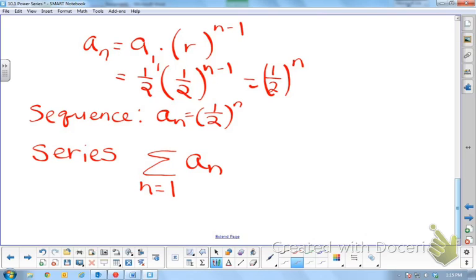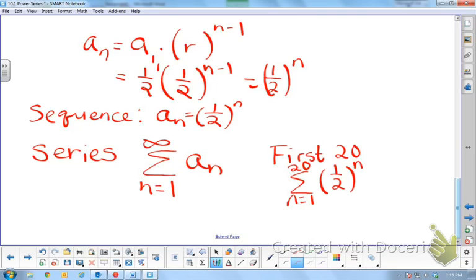We don't have to start at 1. I could change this and say n equals 0 if I wanted. To infinity in this case, because we're doing a series that goes forever. But it could stop. I could say 1 to 20. If I wanted those first 20 steps, I would do the sum from 1 to 20 of 1/2 to the n.